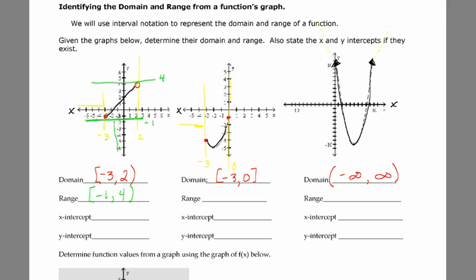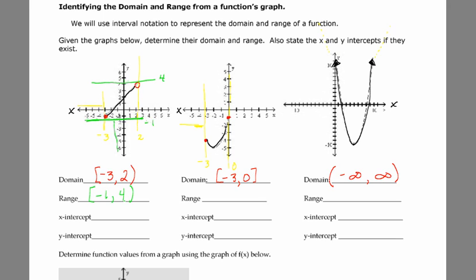This is the point -3, -1. Notice I had -3 on the x, -1 on the y. This is the ordered pair 2, 4. Notice I have 2 for the x and 4 on the y. 2 for domain, 4 for range.